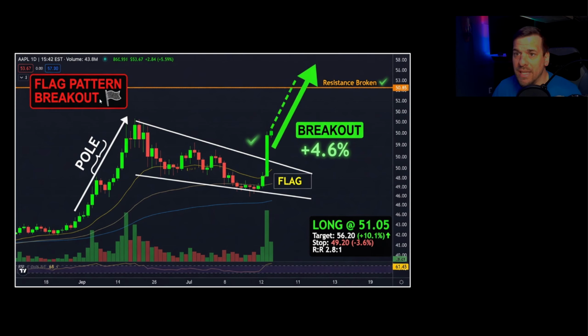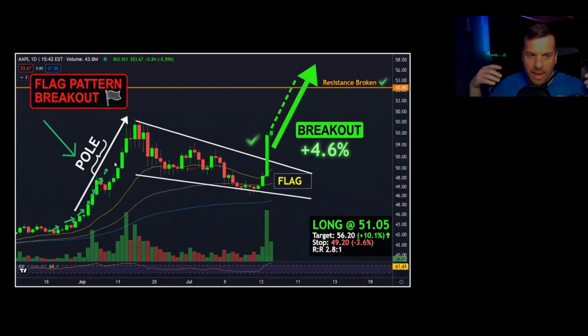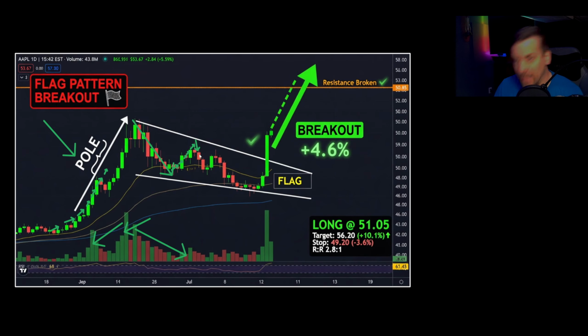So this would be a really good breakout here on Apple on the daily chart. Essentially what we got is the pole right here. This is the initial buyers. All the buyers are coming in. There's a lot of volume with it. And then you'll start to see the volume die down along with profit taking. This is going to be the first initial move to the downside. And then you'll start to see, okay, well, maybe we're not done yet. So the volume will pick up a little bit and then it'll go back down.